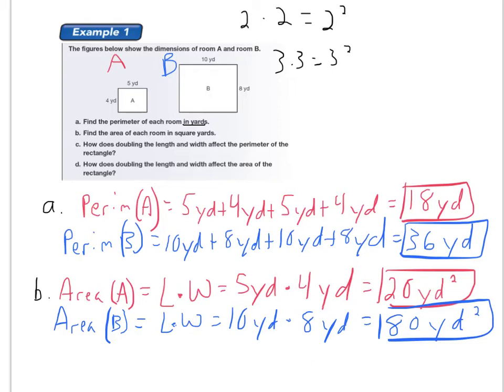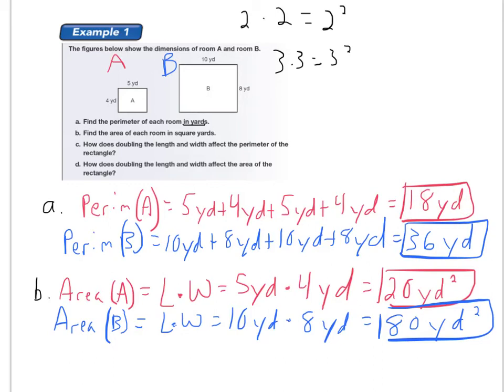Okay? Well, now let's look at part C. Part C here asks us, how does doubling the length and width affect the perimeter of the rectangle? Well, shape B, all they did was take the length from shape A, 5 yards, and doubled it to 10 yards. And the width of shape A, 4 yards, they doubled it and got 8 yards. So this right here, doubling the length and width, is what they did on shape B compared to shape A. So if I look at shape B's perimeter, how did doubling all the lengths and all the widths, how did that affect the perimeter?